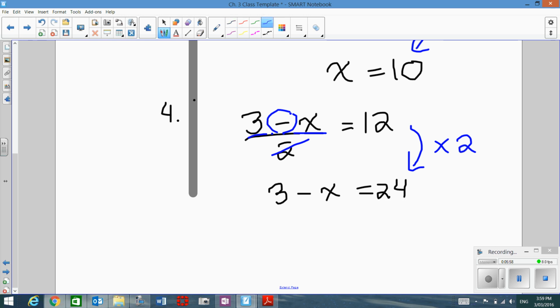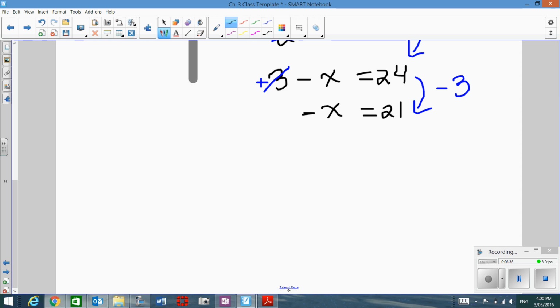My second step is going to be to get rid of the 3. Notice, however, that the 3 is positive. In front of the numbers is where I want to look to see whether my number is positive or negative. So in my second step, I'm going to get rid of the positive 3 by subtracting the 3. Always look in front. This is a positive 3, so minus 3 will make it 0. That means that I actually have negative x still left over. So 24 minus 3 is 21. Now I'm not done yet because I still have a negative x.